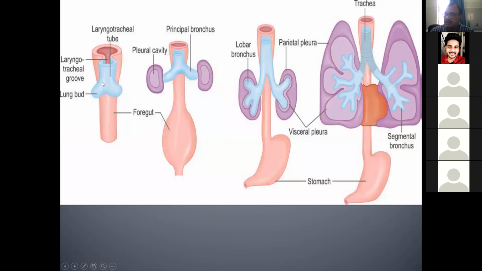So this part, which is cranial to this bifurcation, is known as laryngotracheal tube. You can see in the diagram it is marked here, laryngotracheal tube. So respiratory diverticulum has two parts. One is caudal part, which is going to divide into two lung buds, and one is cranial part, which is known as laryngotracheal tube. This laryngotracheal tube, as the name indicates, is going to form larynx and trachea. So larynx and trachea, they develop from the laryngotracheal tube.